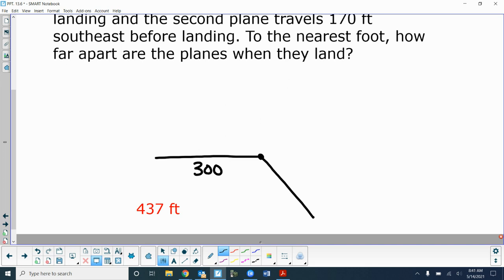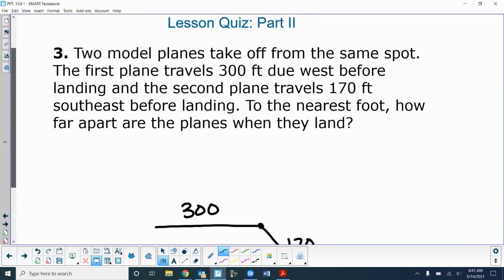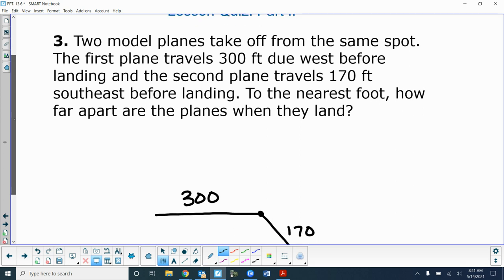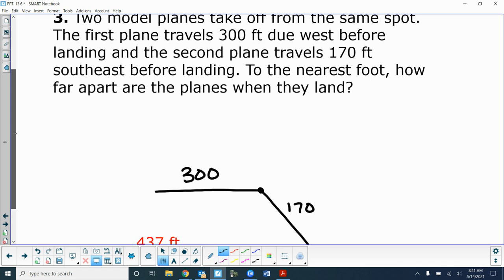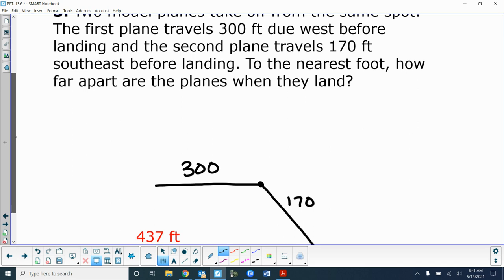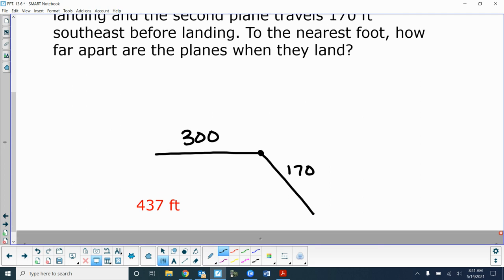Which would be how many feet? 170? I guess I should put my 300 above, outside my triangle. Due west, southeast. So I guess southeast would be like 45 degrees, right? To the nearest foot, how far apart are the planes when they land?